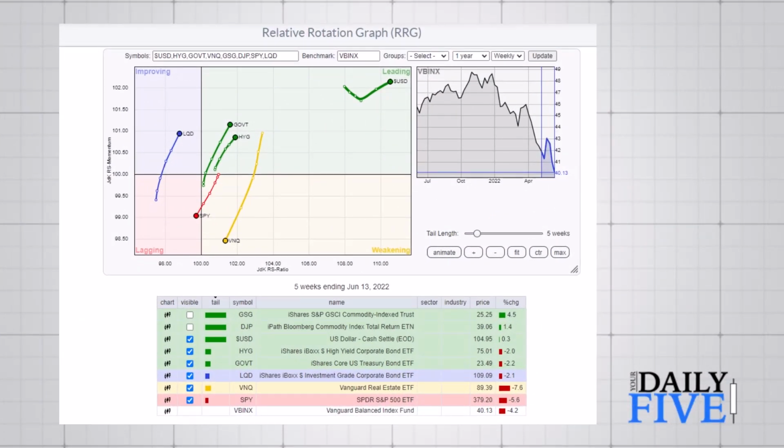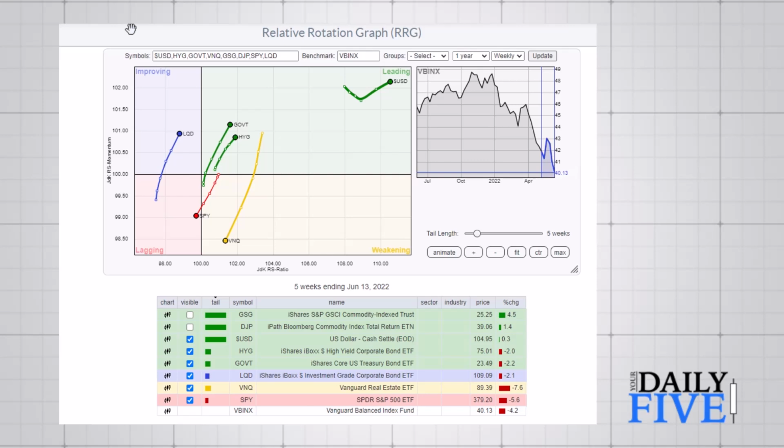Eastern. I want to start the journey for today's 5 charts with a relative rotation graph showing the rotation of asset classes against a balanced index fund, which is the benchmark VBINX. And the main theme here, there's a few. I think the one that I want to tackle first is the strength of the US dollar. I think that is still a very important theme in the market that we need to address.